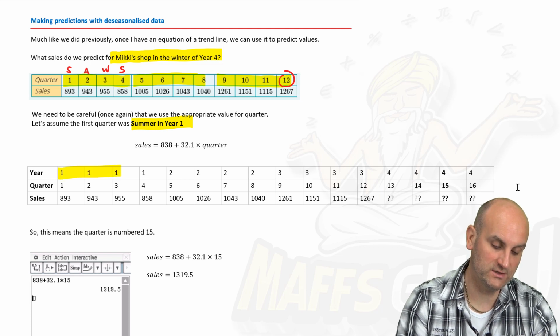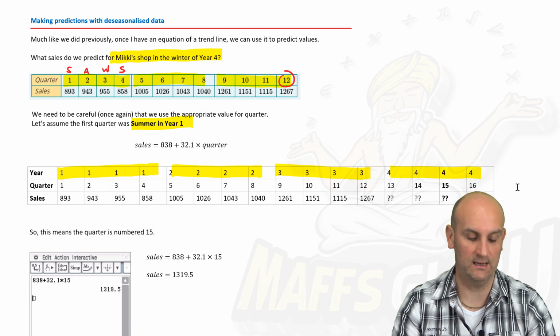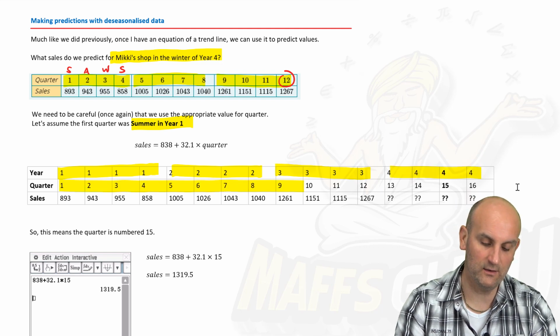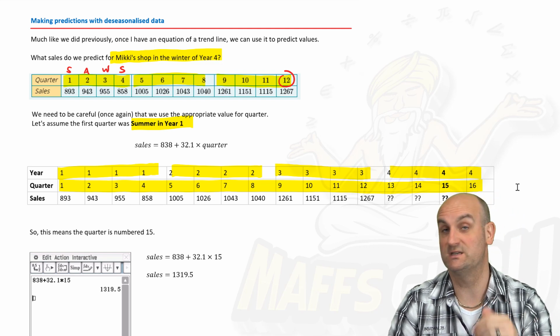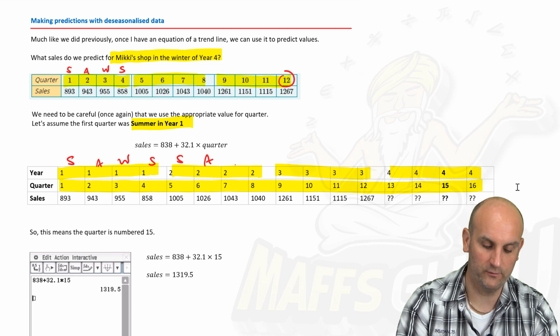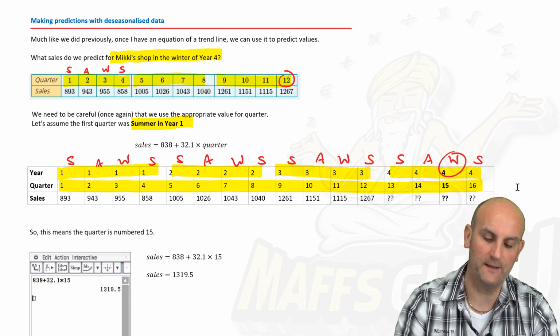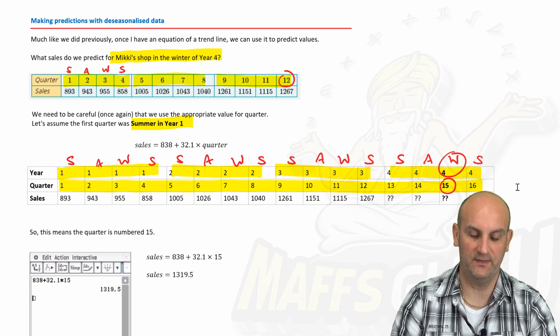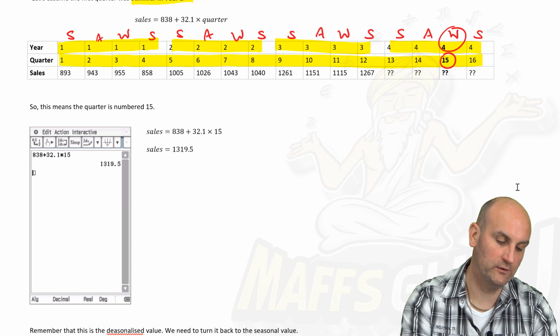We've got our first year, our second year. I've added just a row of data, third year and fourth year, just to make it a little bit more obvious. I've extended the quarter all the way up to 16 now. And because I know that I'm starting with summer, autumn, winter, spring, repeating over the four years, it wanted winter of the fourth year, which means that the actual figure I'm going to put into my formula is 15. Scrolling up just so we can do that.